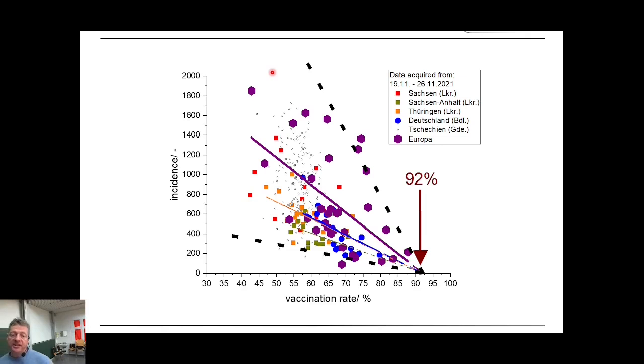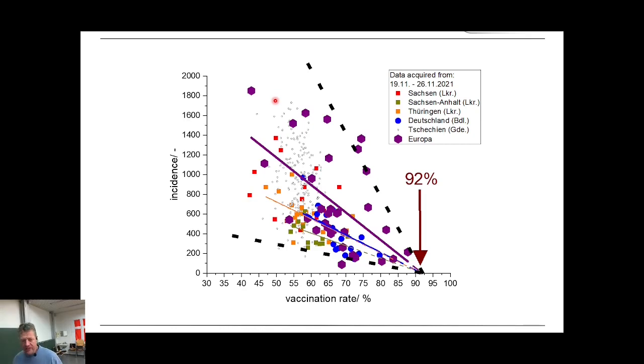This huge scatter comes from several effects. One effect is each state, each country has its own way of reporting, also reliability or maybe a specific delay in reporting the data to the next level, to the next agency. So therefore you have a tremendous variation.